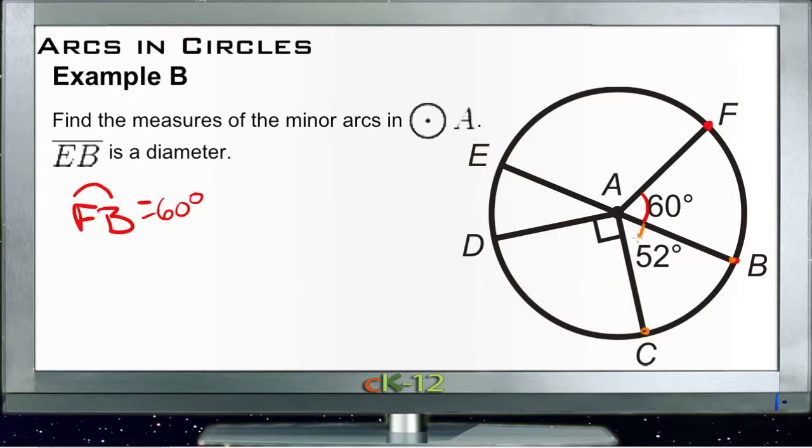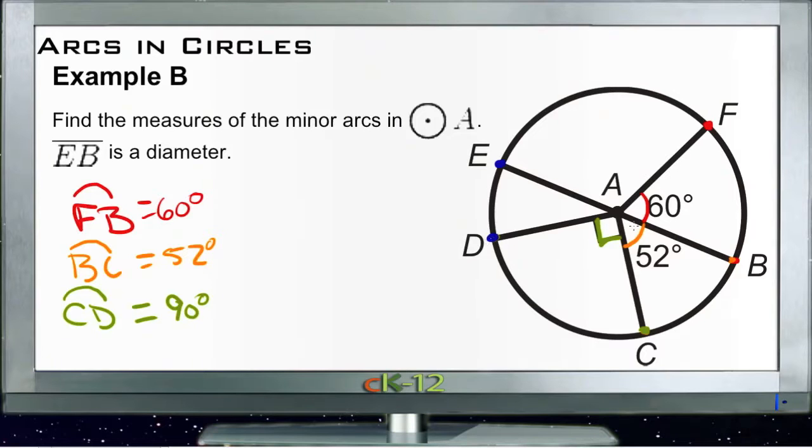And then we have from B to C right here. That one's also already measured for us. So BC is 52 degrees. And then we have from C to D right here. So we have arc CD. CD is measured for us with this little 90-degree measure right here. So we know that one's 90 degrees. Now we have DE. DE doesn't have a measure for us yet. We're going to have to calculate a little bit to get that one.